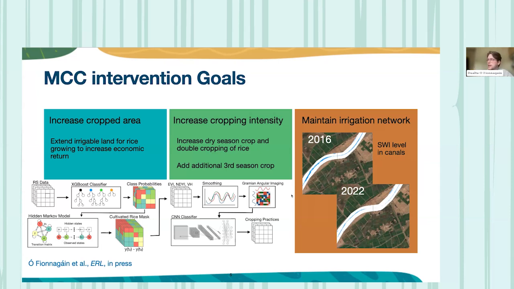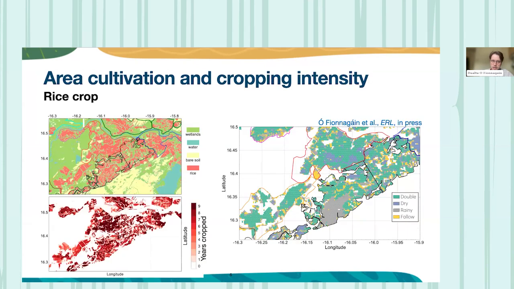So that's what these two plots on the right show, the difference between 2016 and 2022 in one particular waterway. And you can see in 2022 the water level was much lower, and that was using the radar water index to do that. Some of the results that we found from this study, I'll just show over the next few slides.